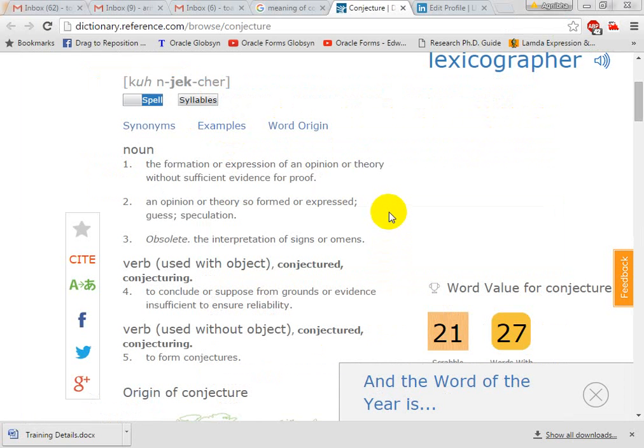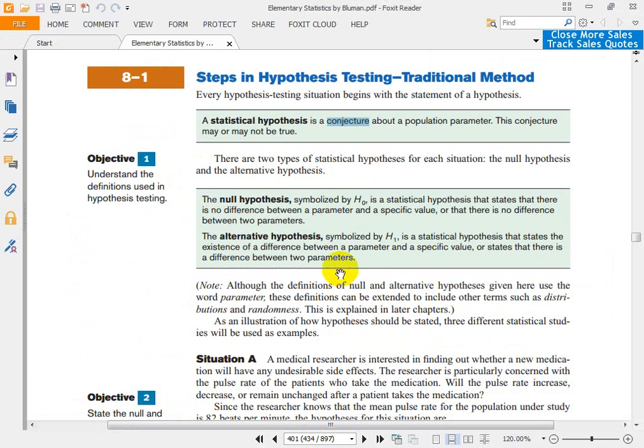If you go to dictionary.com and look for the meaning of the word conjecture, they give two very important terminologies: one is the evidence for proof, and another one is speculation. So they are also agreeing with this point: the formation or expression of an opinion or theory without sufficient evidence for proof is known as a conjecture. Okay, let me return to the PDF. A statistical hypothesis is a conjecture about a population parameter. This conjecture may or may not be true.